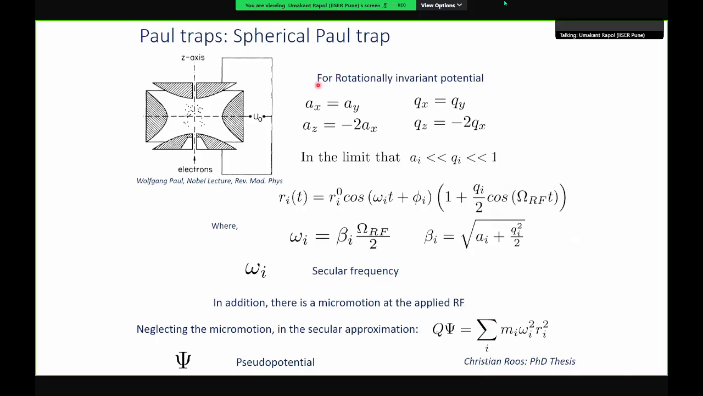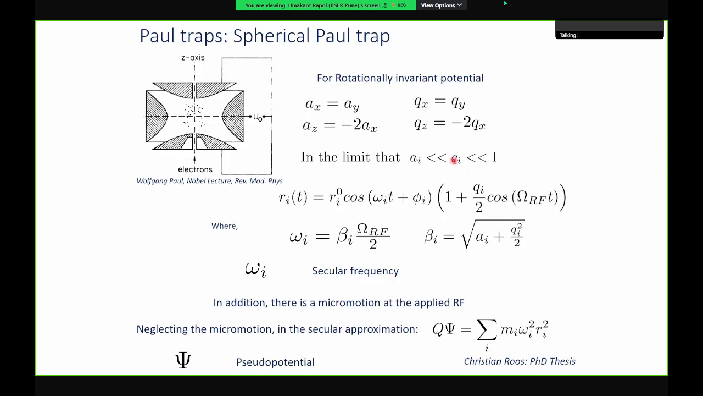Now, if you take this potential to be rotationally invariant, which is the case for this kind of a geometry, then along the X and Y direction, the parameters are the same. AX and AY are the same, and QX and QY are the same. However, the relationship between AZ and AX is this: AZ is minus twice AX, and QZ is minus twice QX.